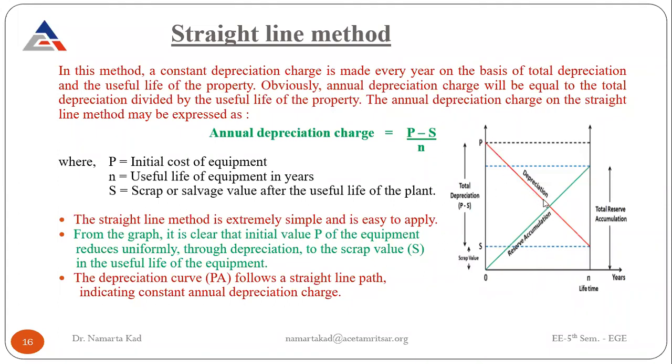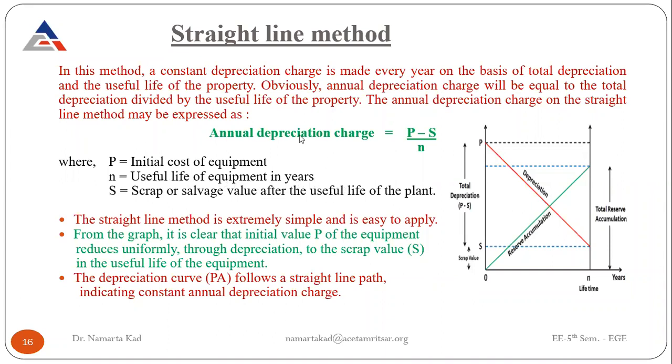Here, these are the straight lines, so that's why it is called the straight line method. And the formula for this is P minus S divided by N, where P is the initial cost of the equipment, S is the scrap or salvage value after the useful life of the equipment, and N is the useful life of the equipment in years.